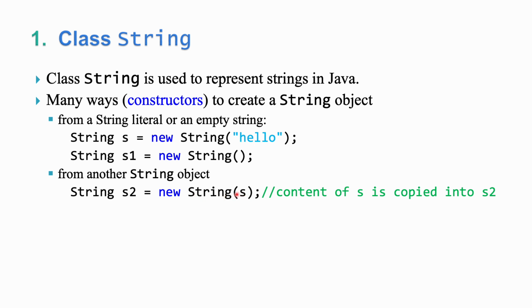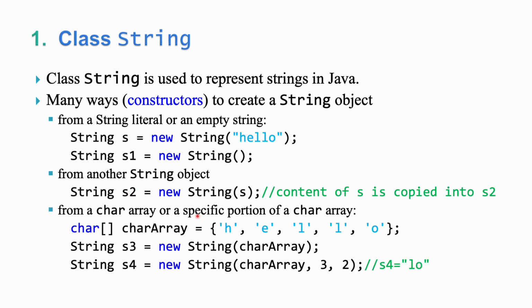For example, suppose you have declared and created a string object s as above. Then you can pass s into the constructor String to create string object s2 as in this statement. The content of string s is copied into s2, but s and s2 are different string objects. We can also create a string object from a char array or a specific portion of a char array.